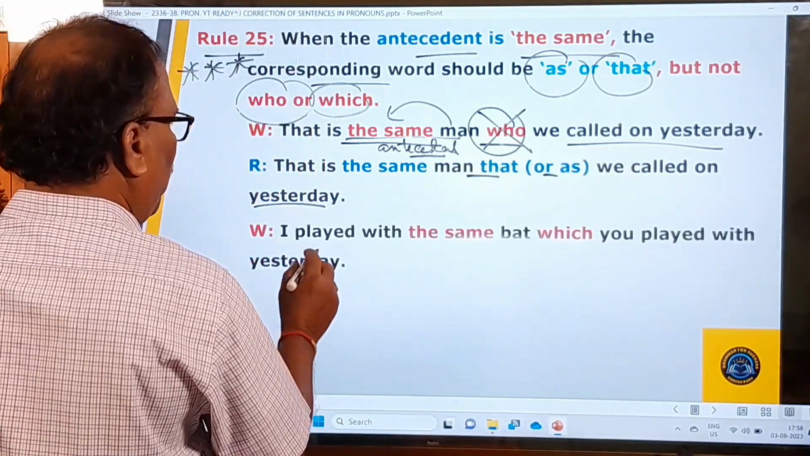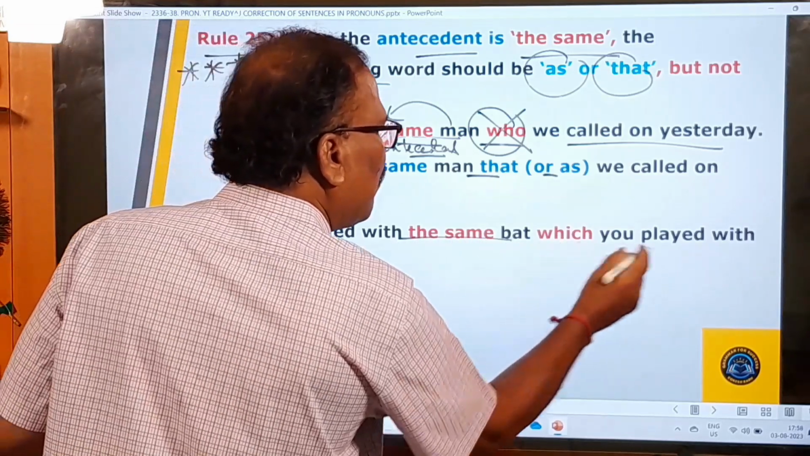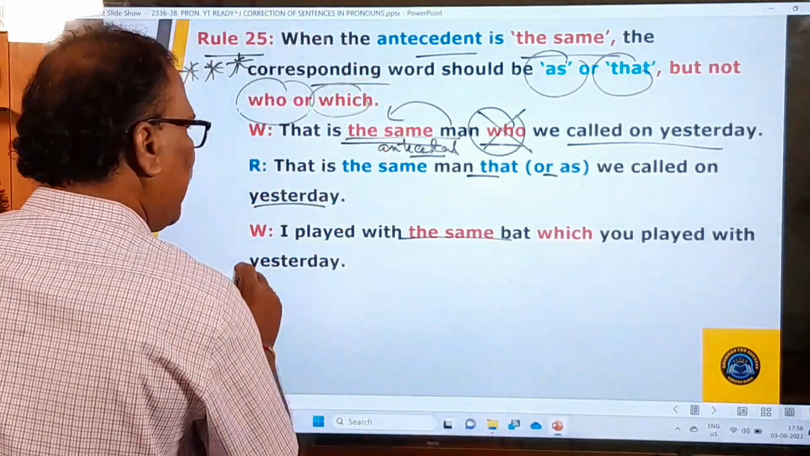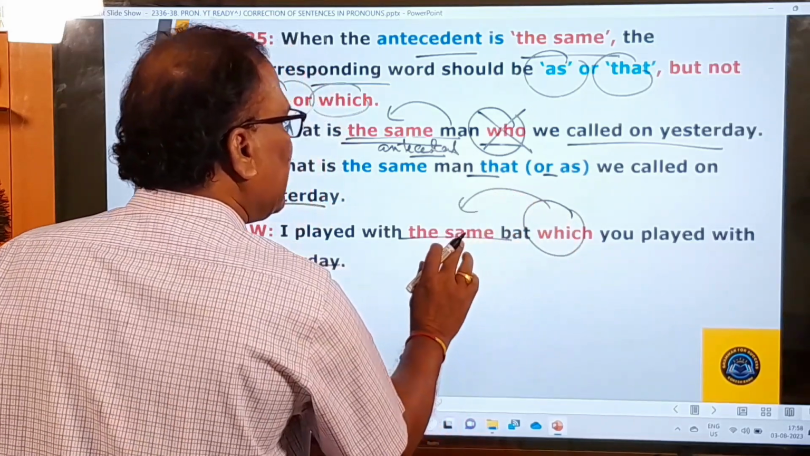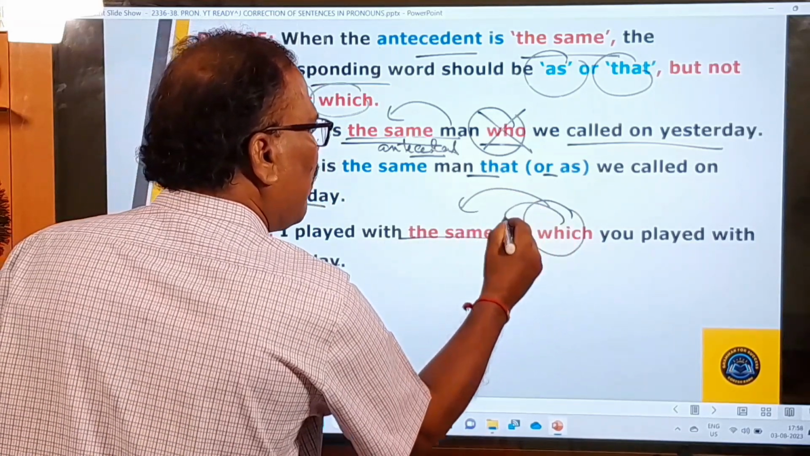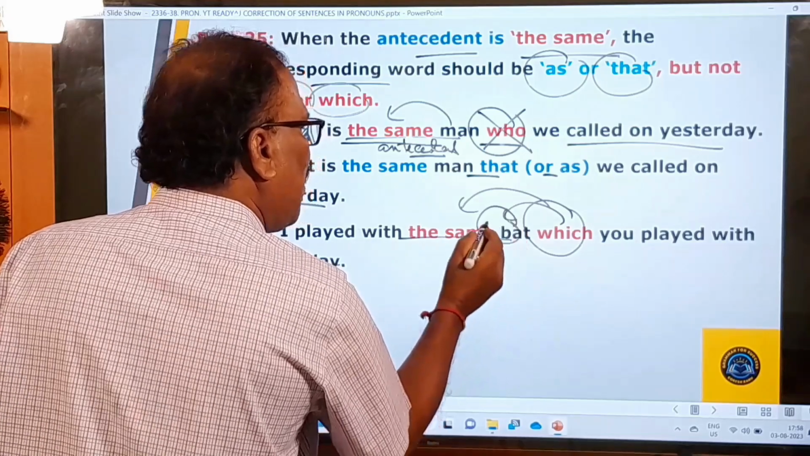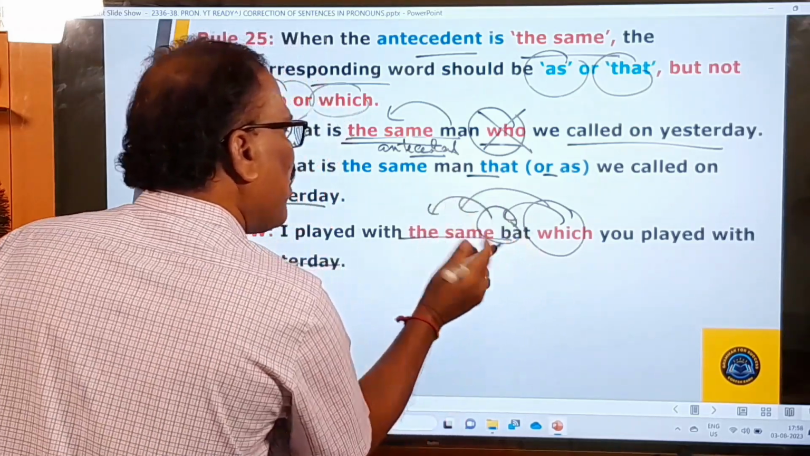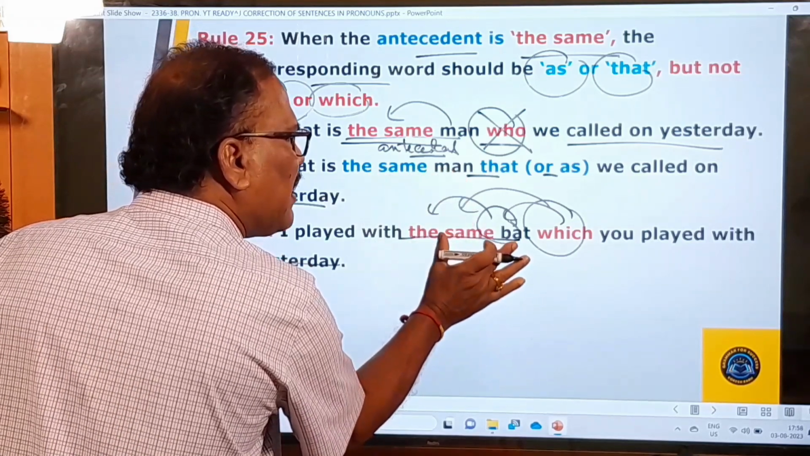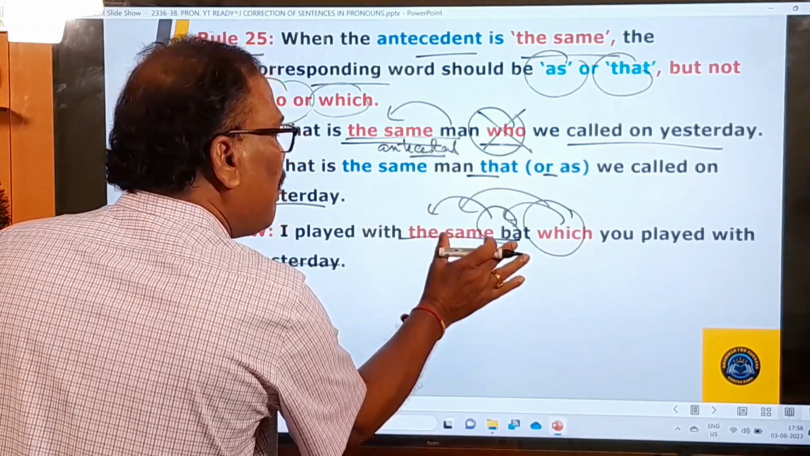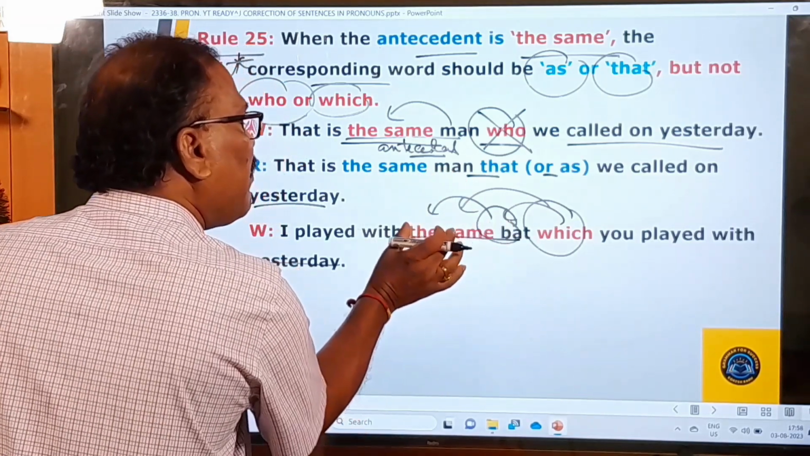So one more example. I played with the same bat which you played with yesterday. So here, which is referring to this antecedent beginning with the same. So you are referring to this bat, but the antecedent is beginning with the same bat. This is the complete antecedent. The same man is the antecedent. The same bat is the antecedent.